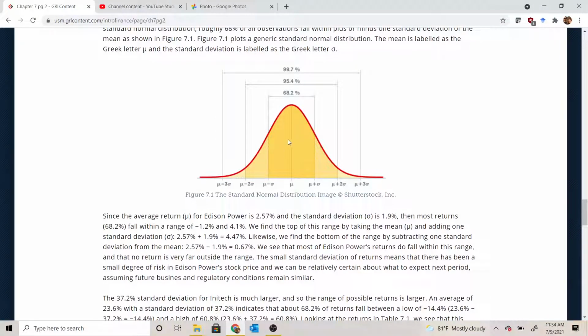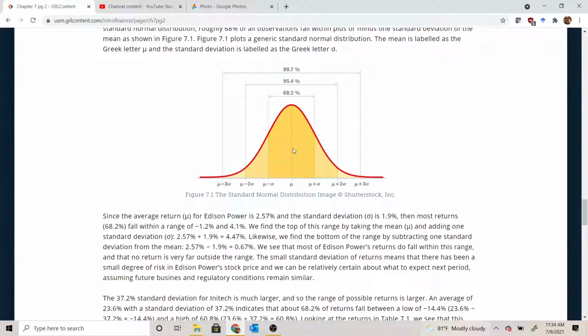All right, if we do that same calculation for Edison Power, the average is 2.5%, so that would be the center of gravity right here. And then we add one standard deviation to it, we get a high of 4.1%. Right? That's what would go right here with this mu plus sigma. And then we get a low of minus 1.2% down here. And that will capture about 68% of all of the observations in that sample.